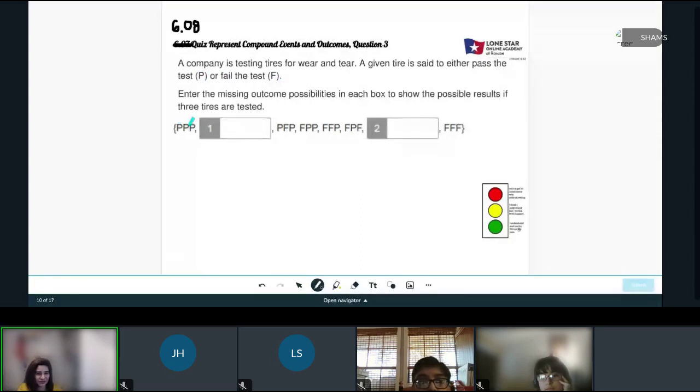First variety is pass, pass, pass, pass, fail, pass, pass, fail, pass, pass, fail, fail, pass, fail, pass, fail, fail, fail, fail. Very good. Joycelyn says the first thing missing seems to be pass, pass, fail. I agree with you, Joycelyn. This is one that is missing.